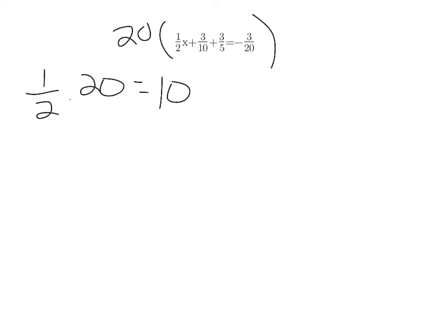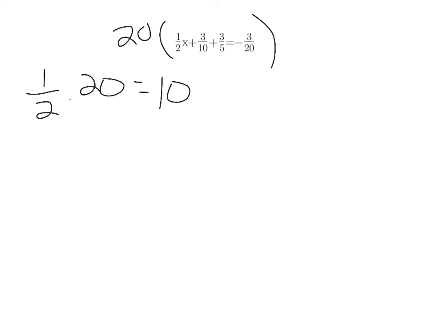Let's try one more example together, and then I will assign you a practice worksheet to work on this skill. So again, I want to clear my fractions. Looking at my denominators 2, 10, 5, and 20, the least common denominator is 20. So I'm going to multiply my entire equation by 20. Well, 1/2 times 20, that's pretty simple. That gives us just 10.